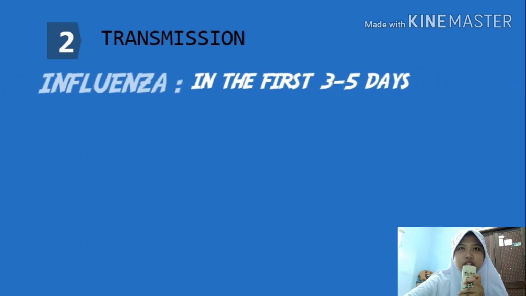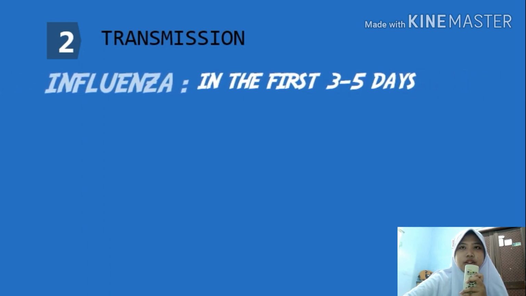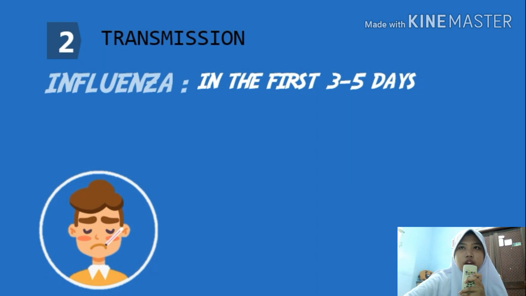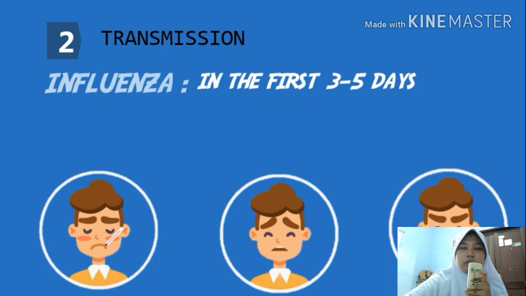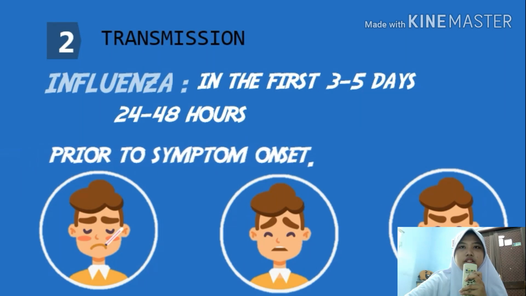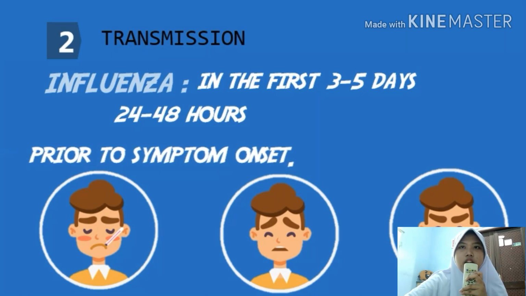The second difference between influenza and COVID-19 is the major driver of transmission. Transmission in the first 3 to 5 days of illness, or potentially pre-symptomatic transmission, is a major driver of transmission for influenza. In contrast, while we are learning that there are people who can shed COVID-19 virus 24 to 48 hours prior to symptom onset, at present, this does not appear to be a major driver of transmission.